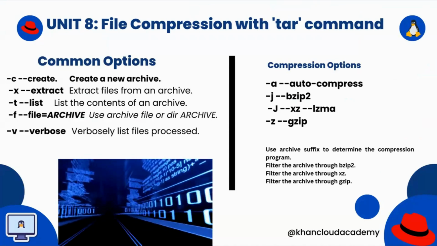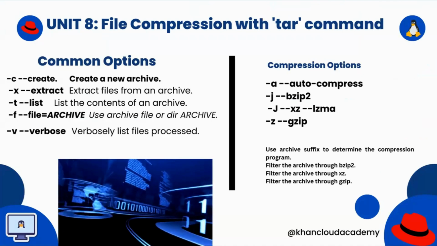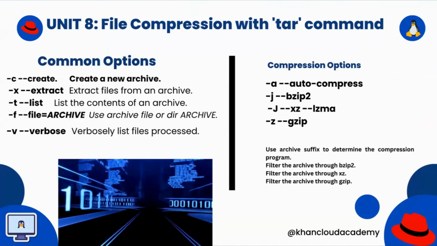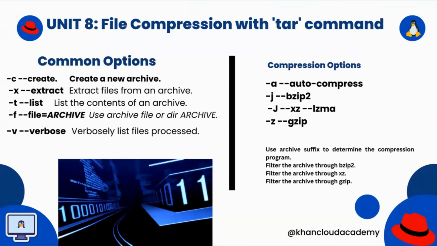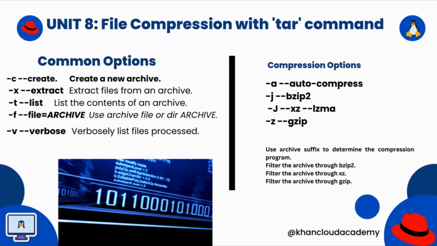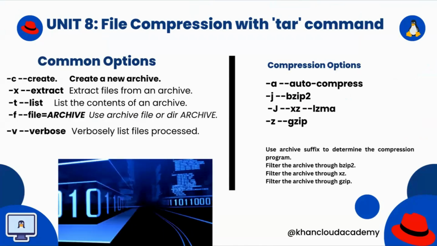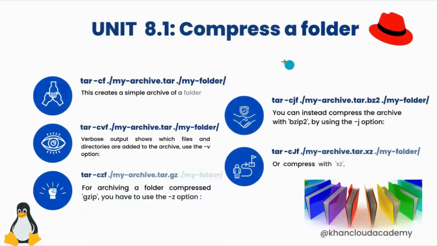Okay, so C is for creating a new archive, X for extracting files from an archive, T for listing the content of an archive, and F means a file is the archive; use an archive file or directory. V is verbose, to browse and list the files processed. For compression options, we have -a for auto, and -z, -j, -J. I will show you all these commands a little bit. Okay, so let's move to the next slides and do the actual task for this.